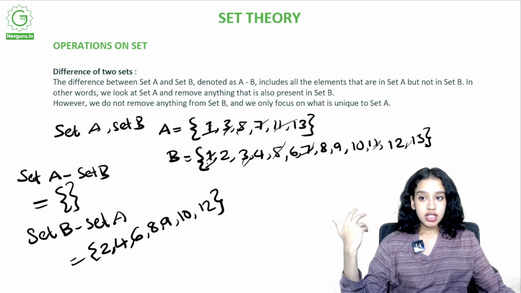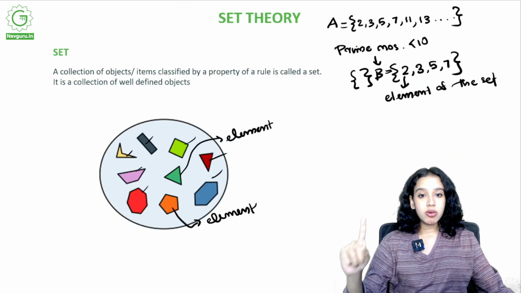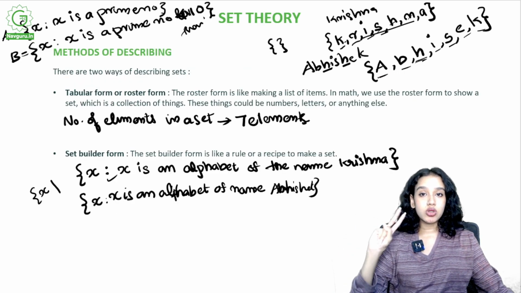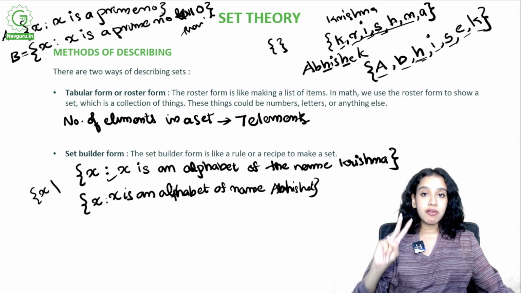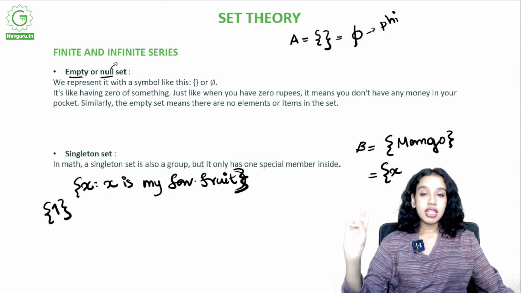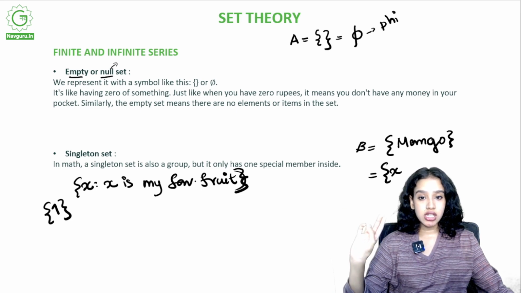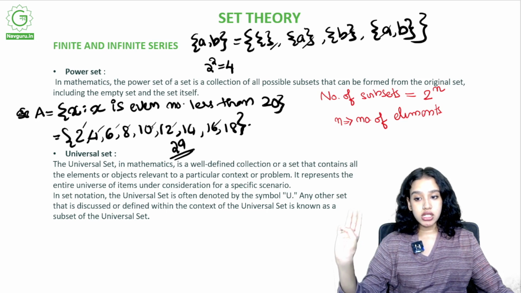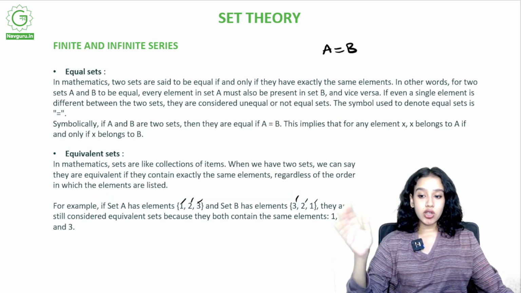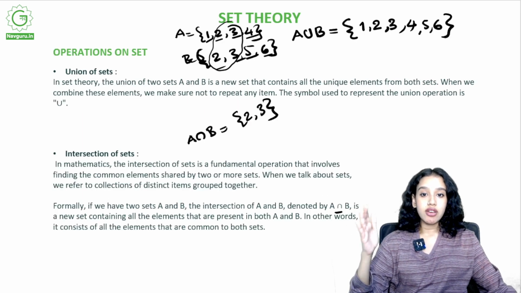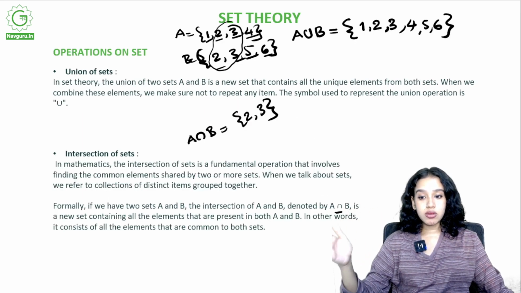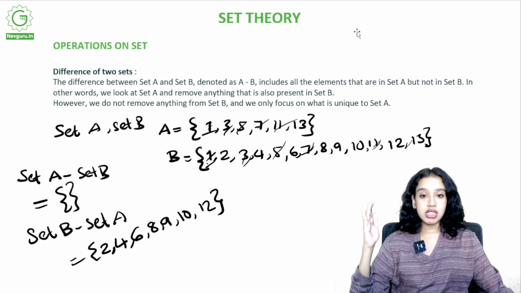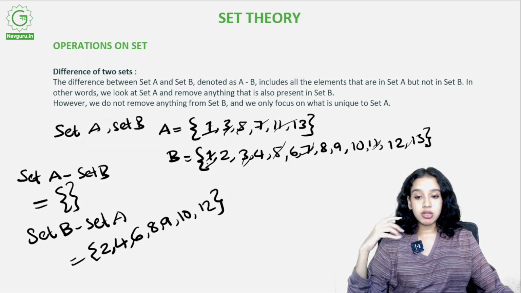I hope it's clear. Now let's quickly go through what we talked about today in set theory. We talked about what a set is, a defined collection of objects. Then we talked about the two methods to describe sets, the tabular or roster form and the set builder form. Then we talked about empty or null set and singleton set. Then subsets or proper subsets, power set and universal set. We talked about equal and equivalent sets and then disjoint sets. We also went into some operations like union of sets, intersection of sets, complement of a set and difference of two sets. I hope this chapter is very clear to you.